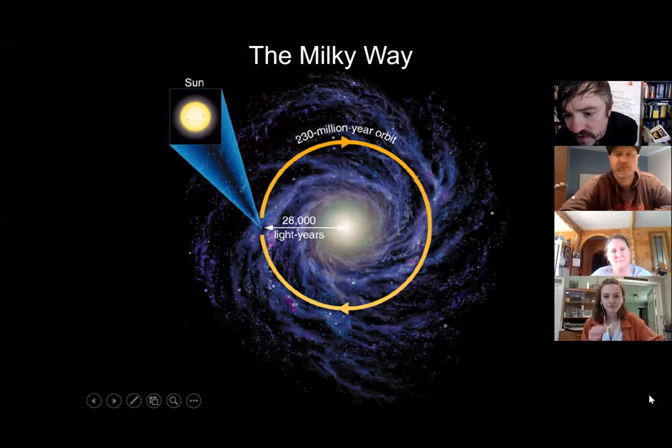Now, I don't know if it was Evelyn I was talking to earlier, but Evelyn, this is an artist illustration of the Milky Way, right? We think it looks similar to the Andromeda galaxy, which I showed you before, our sister galaxy. Why don't I have a picture, a real picture of the Milky Way to show you?